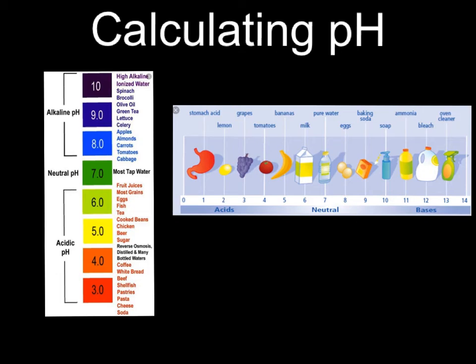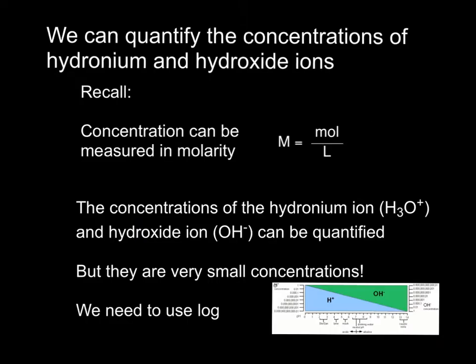Please take a moment to look at the pH value of everyday items. Like I said on the last slide, we can quantify the concentrations of hydronium and hydroxide ions using molarity, like we've learned in previous lectures. Molarity is equal to moles over liters.